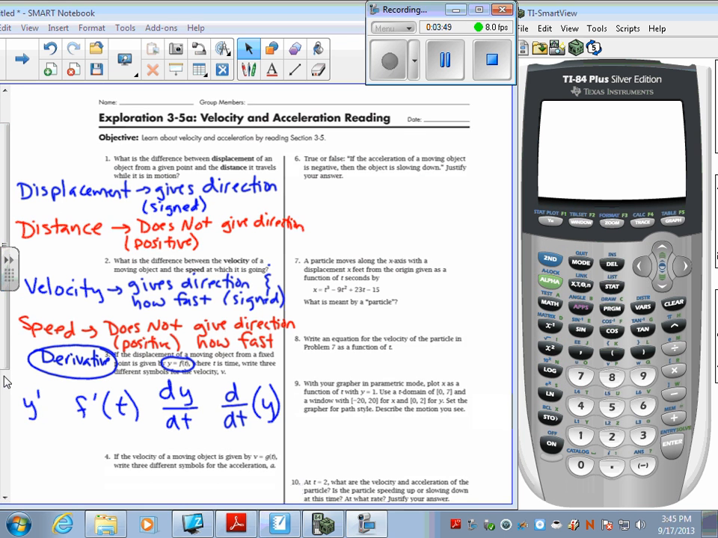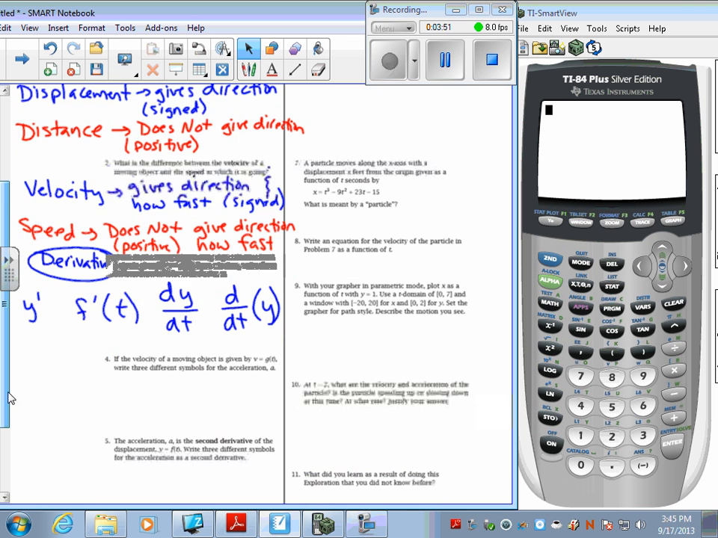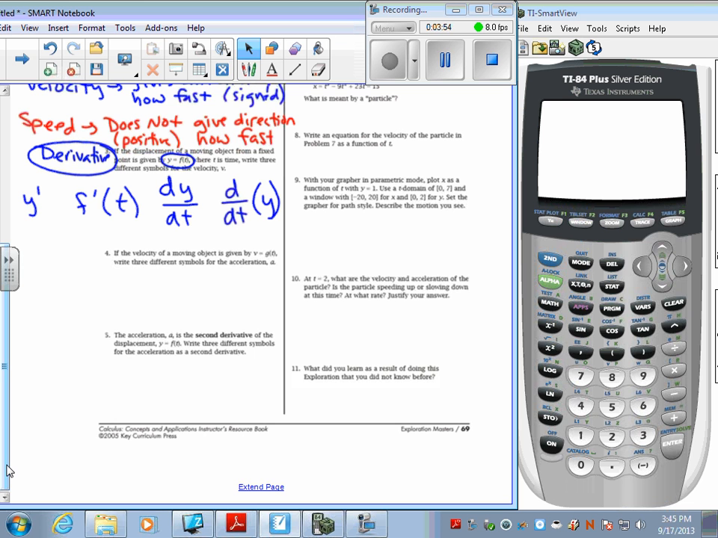Number 4, if the velocity of a moving object is given by v equals g of t, write 3 different symbols for the acceleration. Well, how's the acceleration related to the velocity? Well, the acceleration gives us the rate of change of the velocity. How quickly is our speed changing over time? So again, we're going to be signed, and we also want the derivative, which means we're now going to have notation for our derivative.